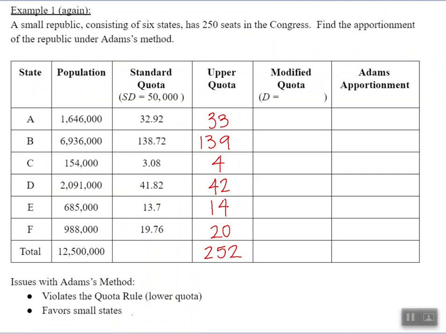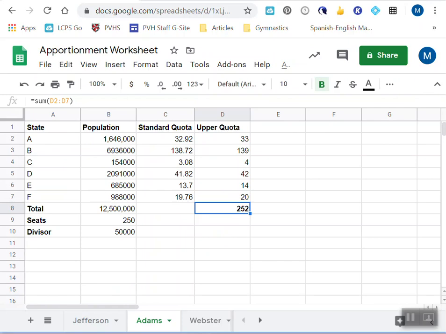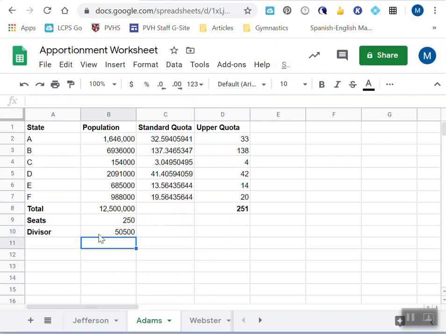Now I'm going to go back and modify the quota. For the Adams method, your modified divisor is going to be a little bit larger than your standard divisor. So I'm going to take this number and increase it a little bit. So let me try 51,000. Okay, that was too much. So let me go with 50,500. Okay, let me try 50,700. Now my total is 250.